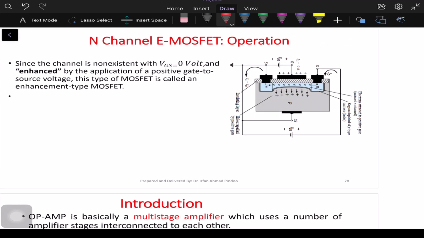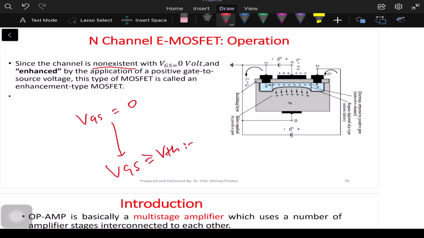Now let us answer this question: why is this MOSFET called an enhancement MOSFET? The answer is because initially there is no channel. The channel does not exist when VGS is equal to 0, and once VGS is increased to a certain value, let us suppose it is equal to VTH or anything more than that.